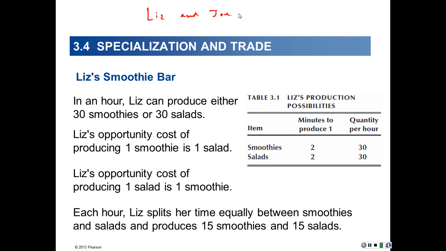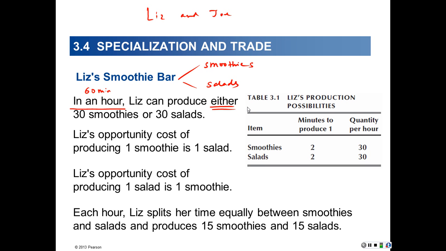And both these guys run smoothie bars, their own smoothie bars. And in these smoothie bars, two goods are produced. It's called a smoothie bar, hence, of course, you have to have smoothies on the menu, and salads as well. And here we have Liz's production possibilities. It says here that in 1 hour, which is 60 minutes, Liz can produce either, remember the key is either, 30 smoothies or 30 salads.